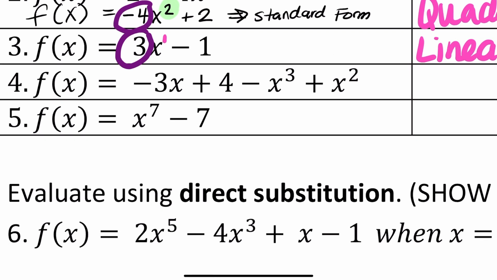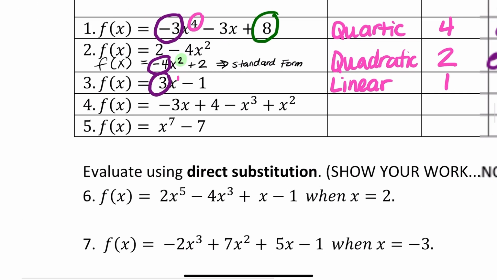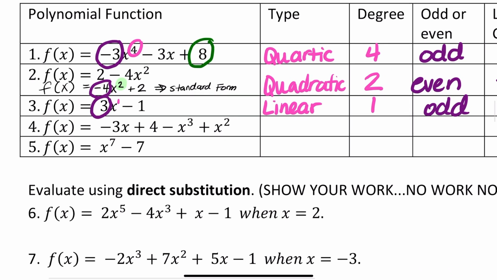Number 4. F of x is equal to -3x plus 4 minus x to the third power plus x to the second power. This is not in standard form, so hopefully you rewrote it in standard form, or maybe it wasn't necessary for you and you could already identify that the degree in this problem is 3. 3 is the highest exponent, so 3 is the degree.